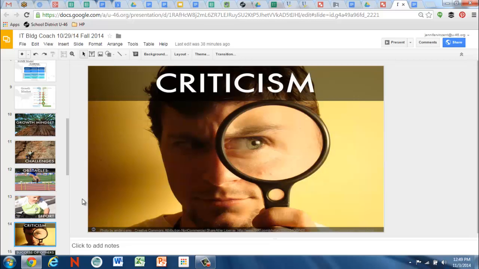In terms of criticism, someone in a fixed mindset sees criticism negatively and it reflects badly upon themselves and who they are, versus someone in a growth mindset sees criticism as a way to learn and grow and sees it more as being constructive versus being negative.